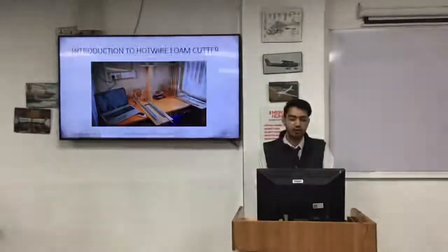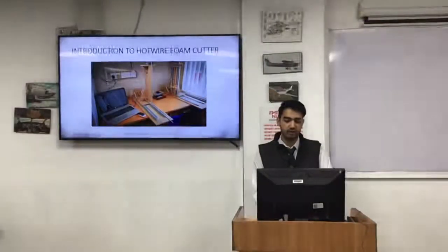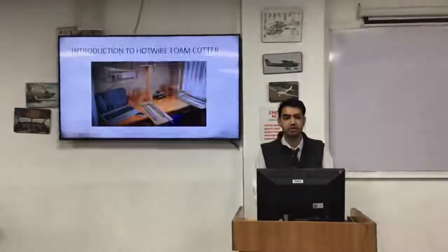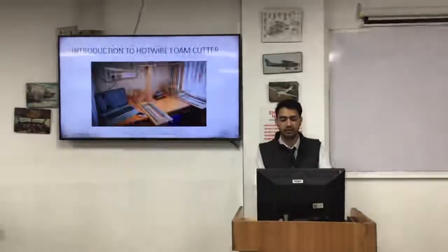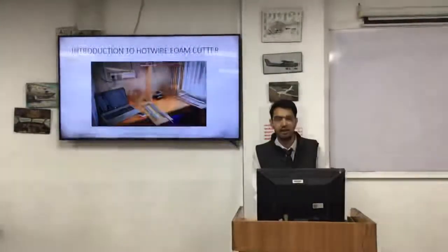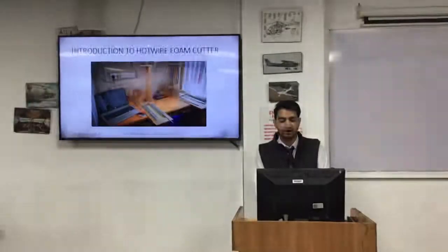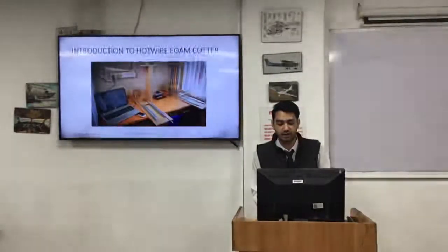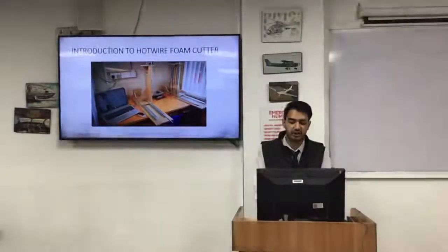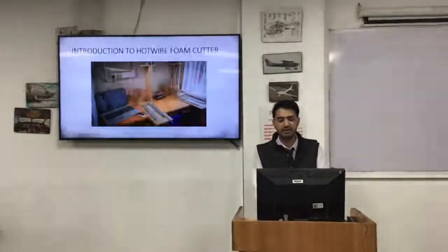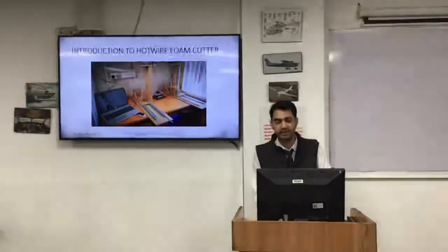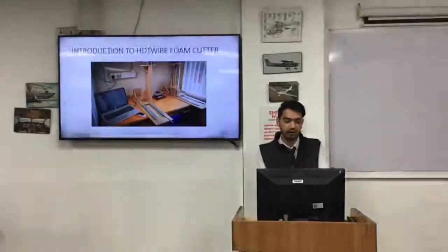So here is an introduction to hot wire form cutter. In this slide, I will tell you about the background, core function and real life applications of hot wire form cutting machine. Background. Hot wire form CNC cutters exist in a variety of different designs. Their main function is to cut out a shape by moving a hot wire through the form. Each machine is only capable of cutting a specific type of shape determined by the number of degrees of freedom, workspace and overall design.